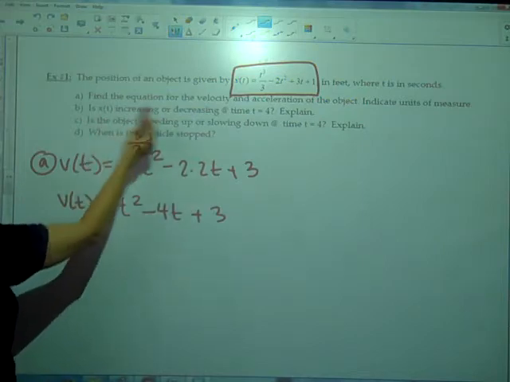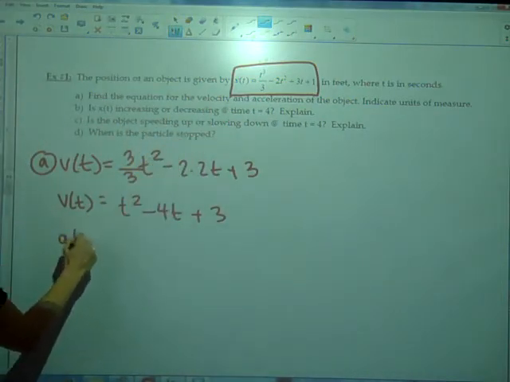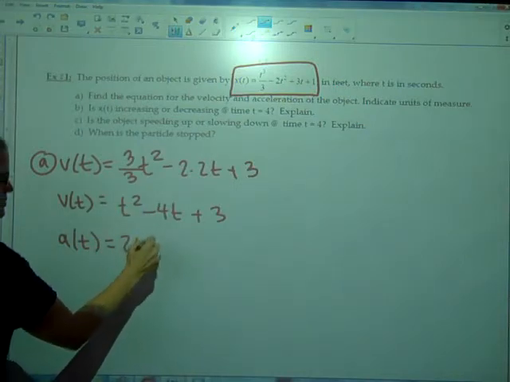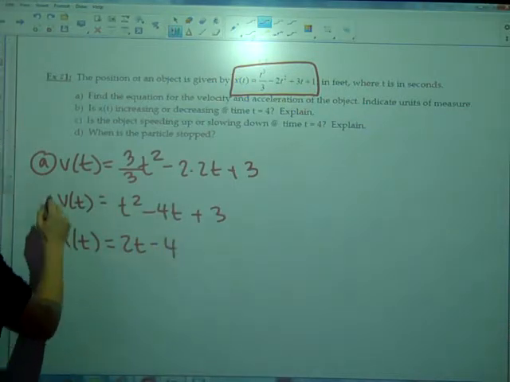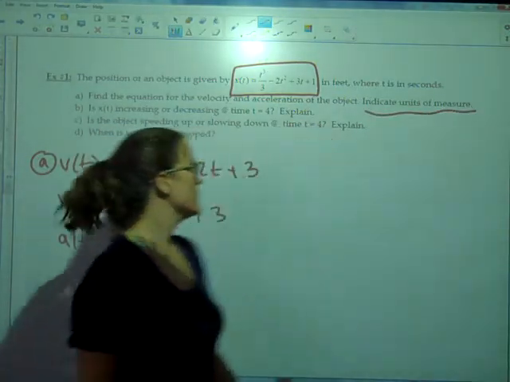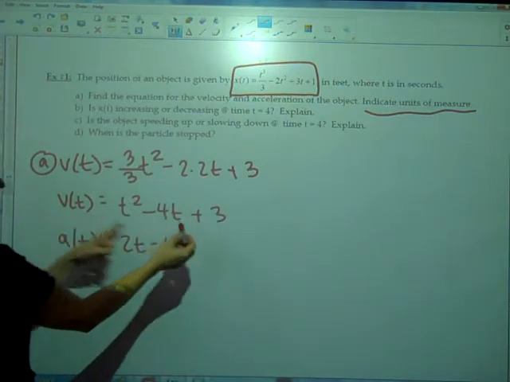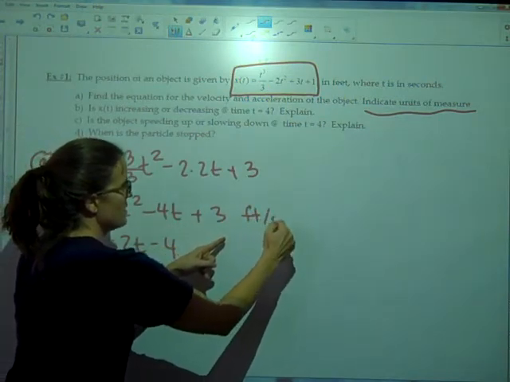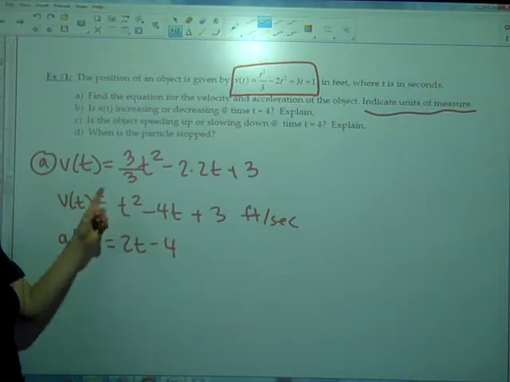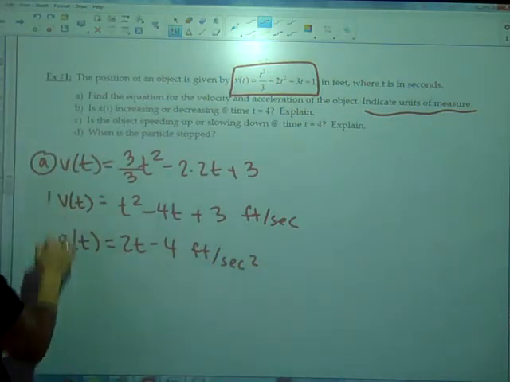Same part A, acceleration: take the derivative of velocity. So acceleration is 2t minus 4. It also asked us to indicate units of measure. If our position was in feet and time was in seconds, velocity would be in feet per second. Acceleration would be feet per second squared, or feet per second per second.